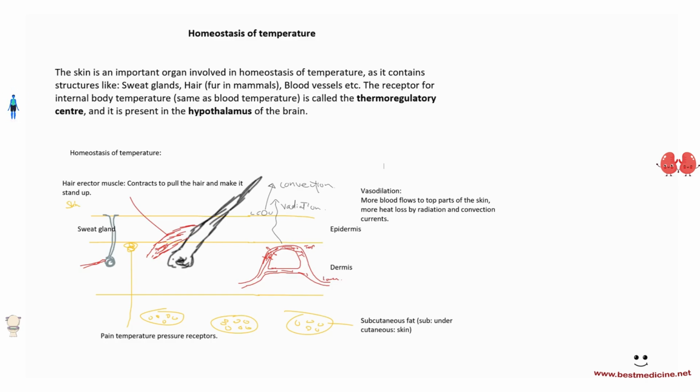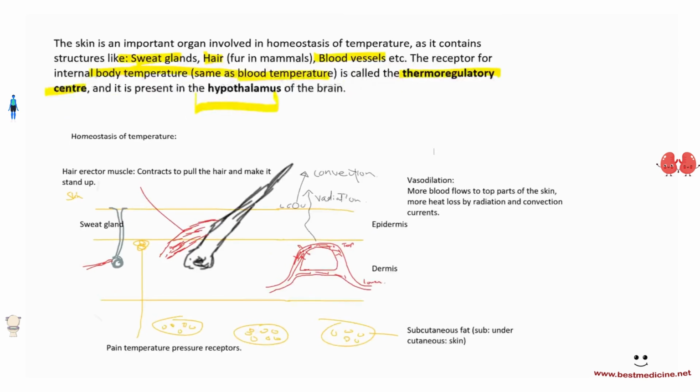Before beginning this, I wanted to introduce you guys to skin. Why? Because skin is a very important organ that is involved in homeostasis of temperature. It contains structures like the sweat glands, the hair, the blood vessels, and so on. It also contains receptors for surface temperatures outside the skin. The body temperature or blood temperature receptors are actually present in the hypothalamus, the thermoregulatory center in the brain, okay? So let's have a look at the skin.